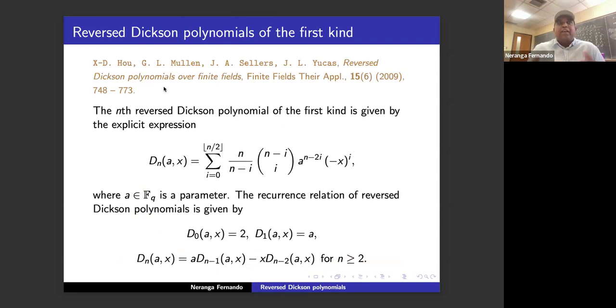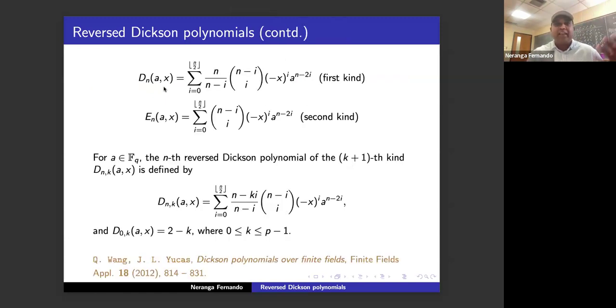Now, a main problem in the area of permutation polynomials is finding new classes of permutation polynomials, because they have many applications in coding theory and cryptography, as I said earlier. So they studied the permutation behavior of reverse Dickson polynomials, and it's not completely known yet. Similarly, we can define the reverse Dickson polynomial of the second kind. In that same paper, they also introduced the nth reverse Dickson polynomial of the k plus 1 kind. But the authors did not work on the k plus 1 kind in general.